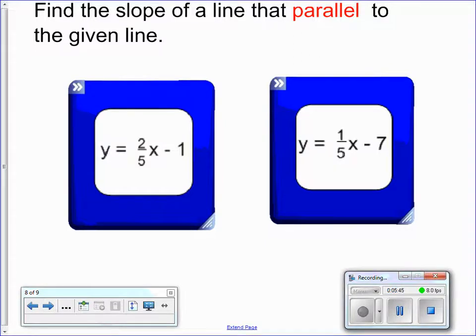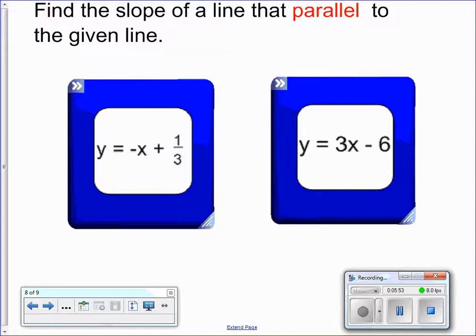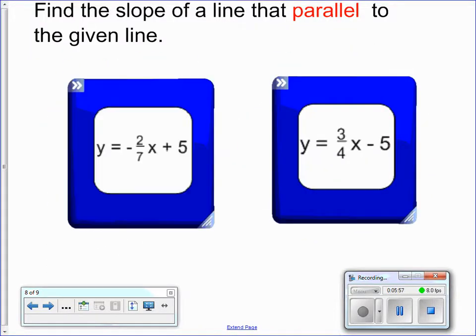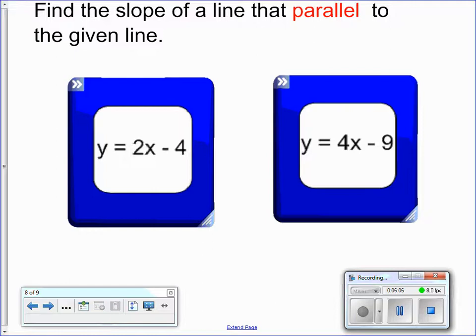All right, so find the slope that's parallel to the given line. So this one is 2/5, because it says right there the slope is 2/5, and that one is 1/5. This one is negative 1, this one is 3x. Negative 2/7, 3/4. 2 and 4.